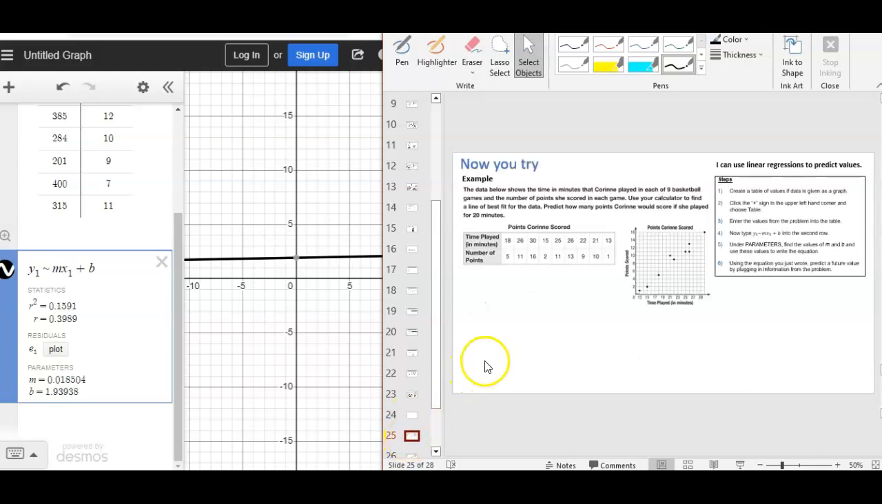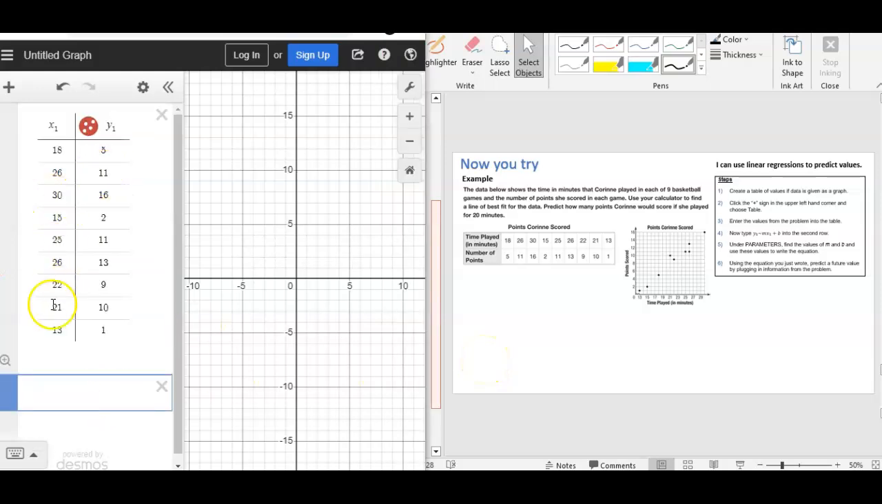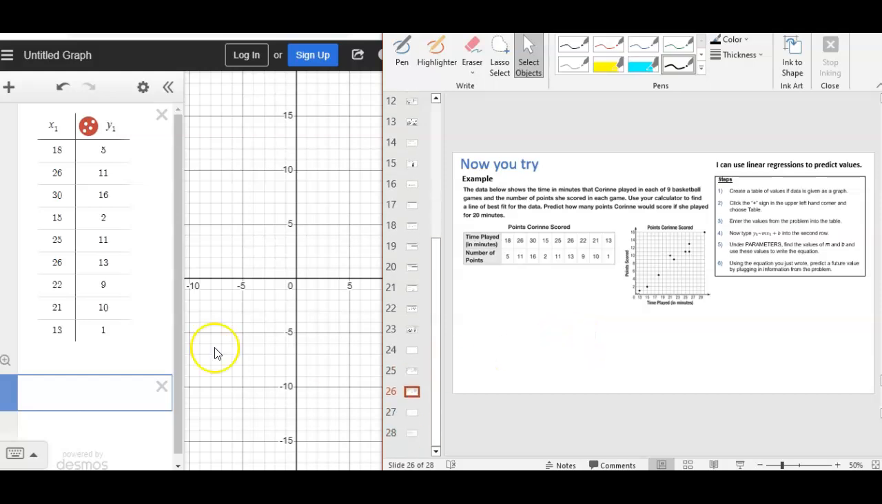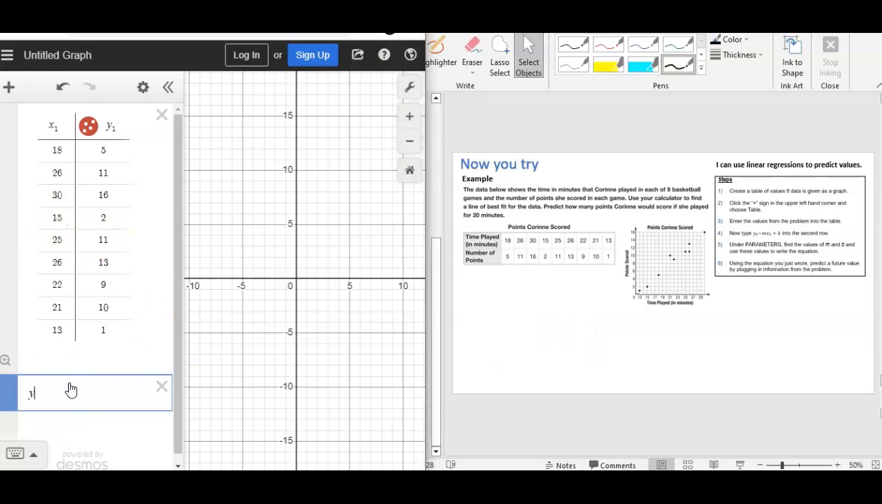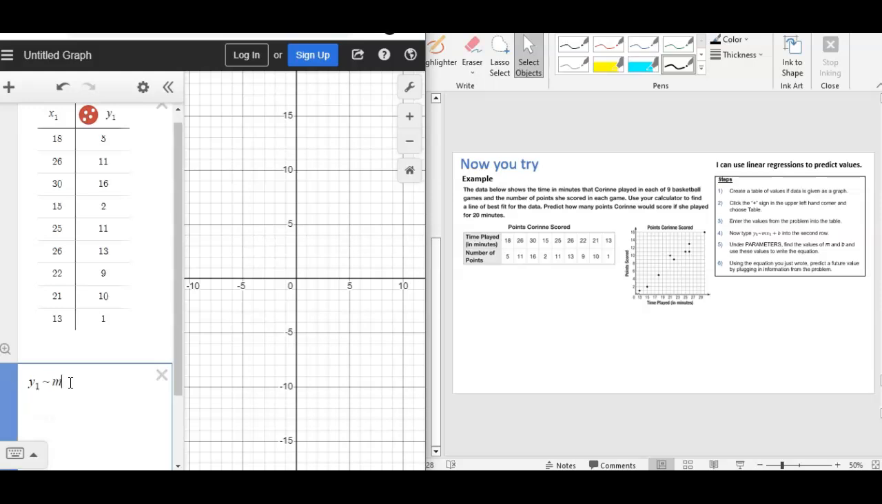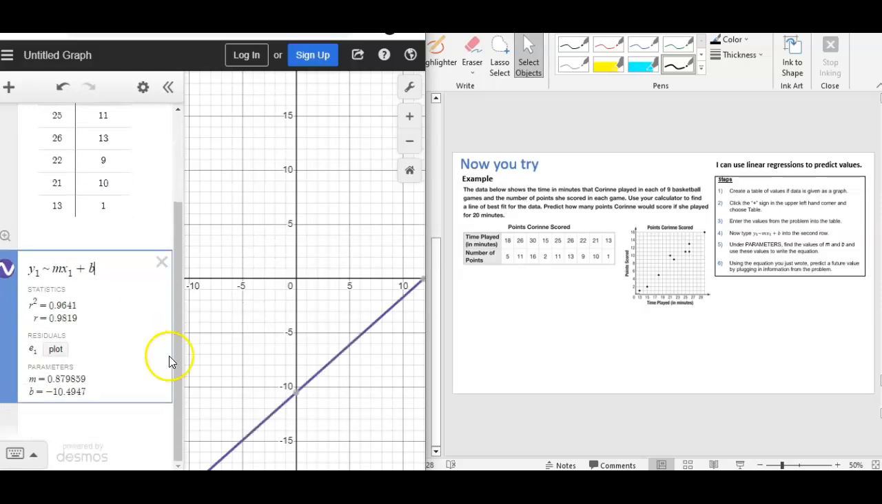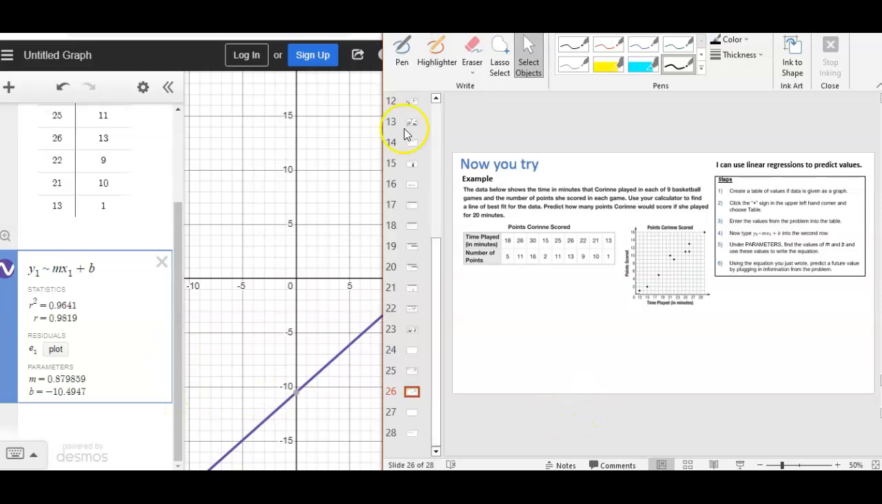Okay, so now I'm going to pause the video and let you try this example on your own. Okay, so I've gone ahead and entered these values into my table. The time played is going to be my value of x. The number of points is going to be the value of y. So now we're going to tell Desmos to approximate a linear function. So y1 is approximately mx1 plus b. And then if we scroll down, we can see the values of m and b.